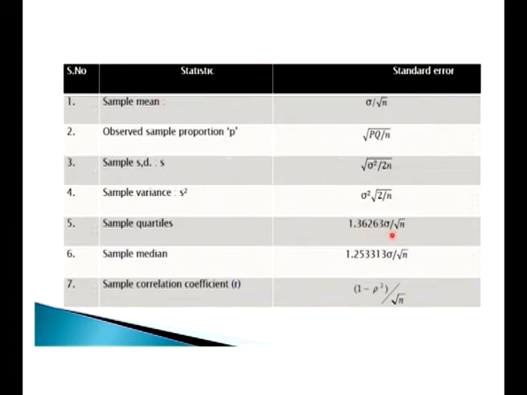1.36263 into sigma divided by root of n. If the statistic is sample median, then the corresponding standard error is 1.25331 sigma divided by root n. If the statistic is sample correlation coefficient r, then standard error is 1 minus rho square divided by root of n, where rho stands for population correlation coefficient.